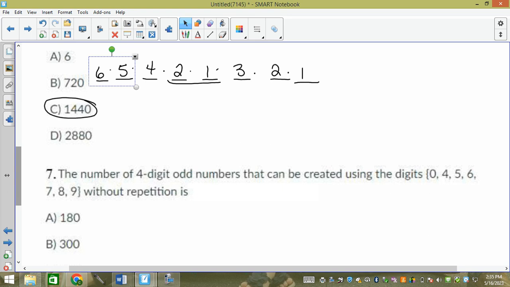And then this one here says the number of 4-digit odd numbers. What does a 4-digit number mean? Can't start with a 0. Odd number means it has to end in an odd number: 1, 3, 5, 7, or 9. Catch on this one? There is no 1 and there is no 3, so we can't count those. So we start at the back. We have 5, 7, or 9, which is 3. It says without repetition. So what do we do when we don't repeat?